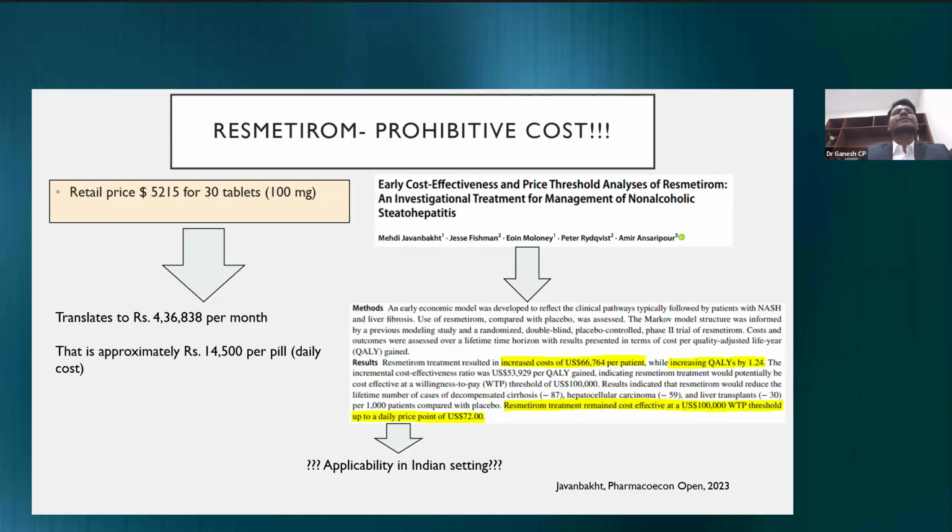But why is it not feasible to use this drug in India? Because of its prohibitive cost. As we know, we are in a developing country like India, and most of the people are not insured for the medical category here. So the cost of the drug is roughly around 14,500 per pill per day, and it translates to roughly 4,36,000 per month for the treatment of this disease. This kind of prohibitive cost is not feasible in the Indian population.